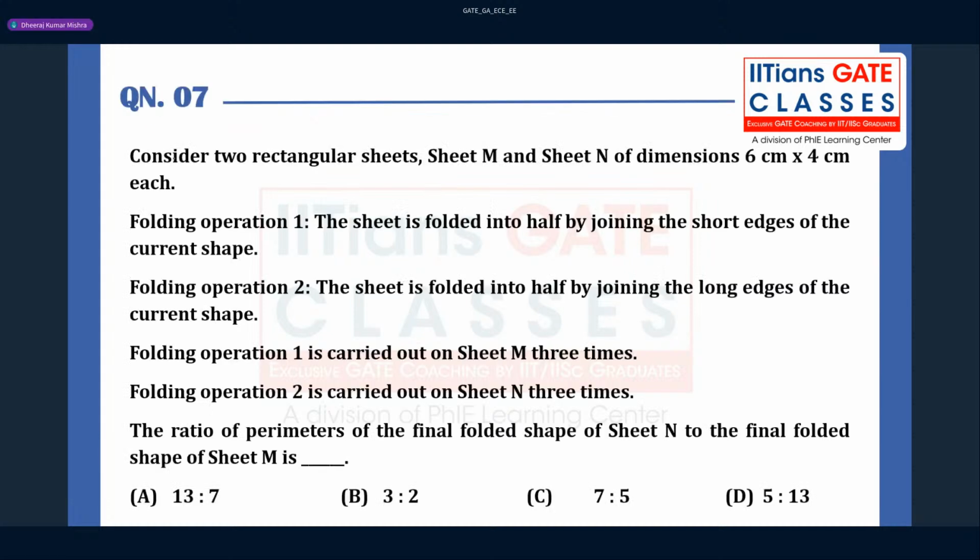What they have given here is: consider two rectangular sheets. This kind of question was also asked in 2023 in the electronics paper, right? Same type of question, but they asked something different. It was a question based on folding the sheet. So you see, this question was asked in 2021, and a recent one was asked in 2023.